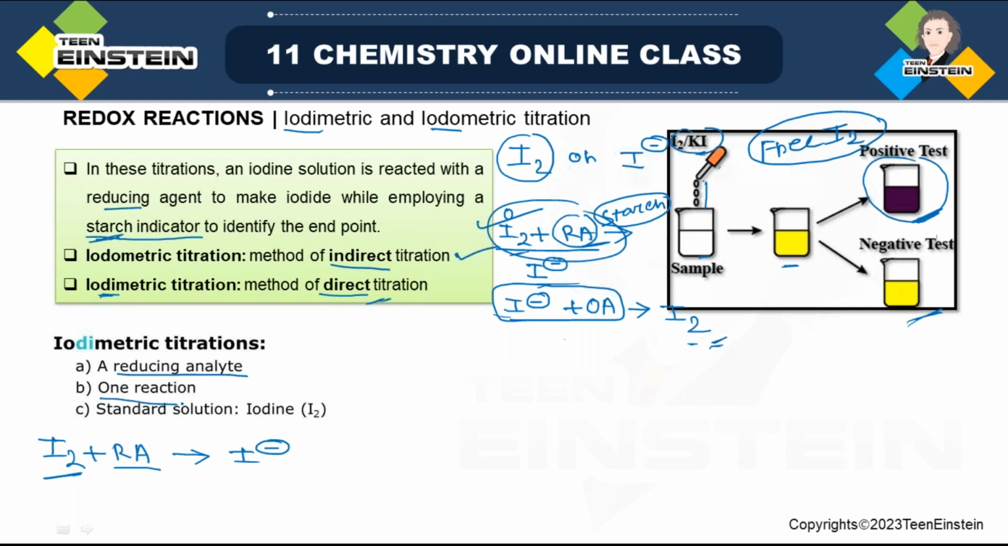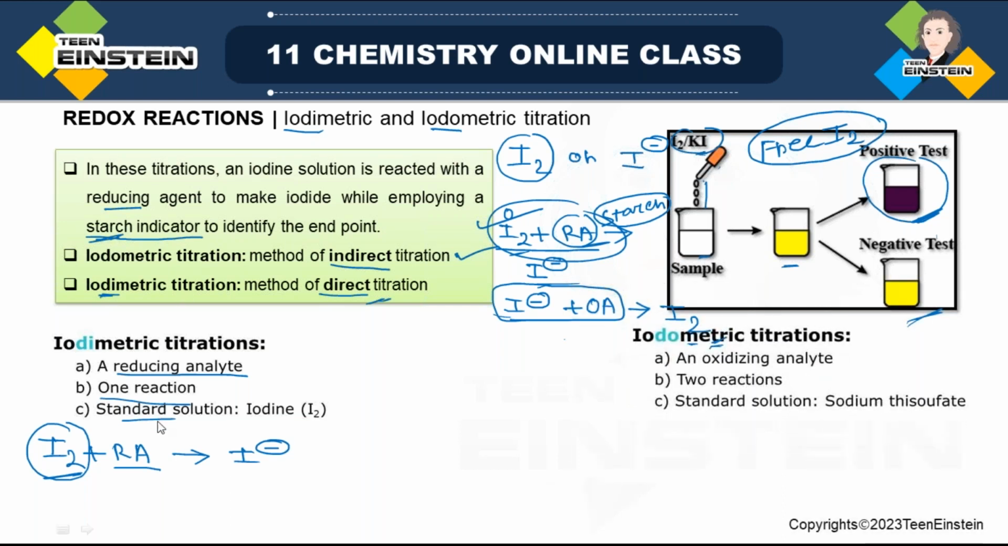And here only one reaction is involved. Directly we are doing the titration, with a standard solution of iodine. Standard solution means the solution for which you know the concentration. So you are using some standard solution of I2, which means you know the concentration of this iodine solution. This is iodimetric. Now what about iodometric?